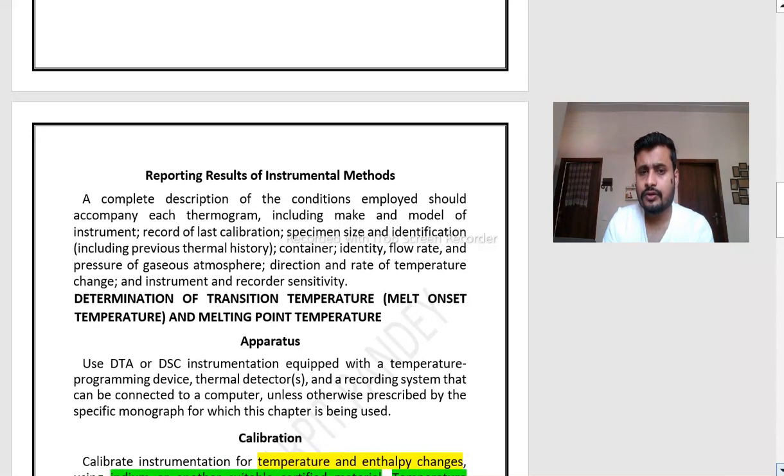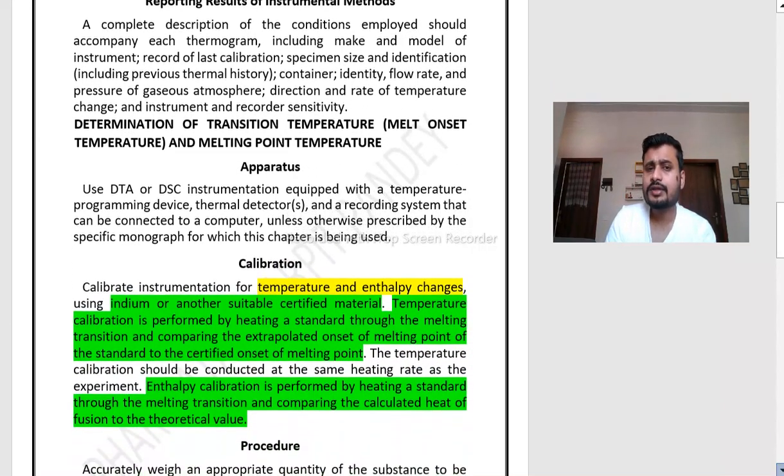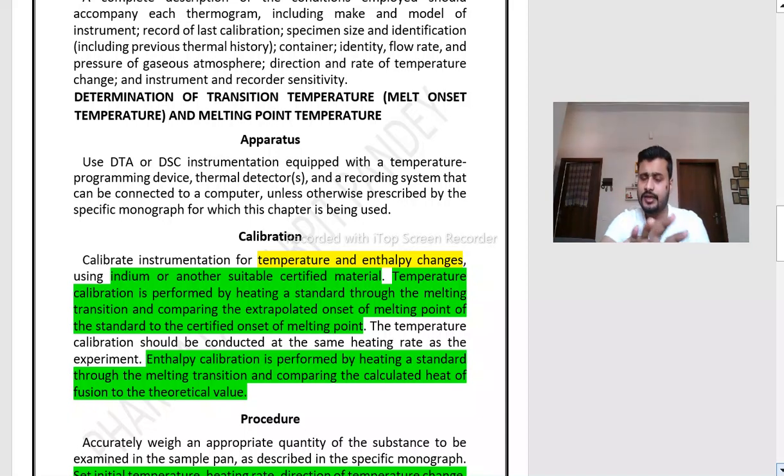So if we want to determine the transition temperature, usually the melt onset temperature or melting point temperature, it should be determined with the help of DSC, differential scanning calorimetry. We use a DTA or DSC instrument equipped with a temperature programming device, thermal detector and a recording system that can be connected to a computer, unless otherwise prescribed by the specific monograph for which the chapter is being used.